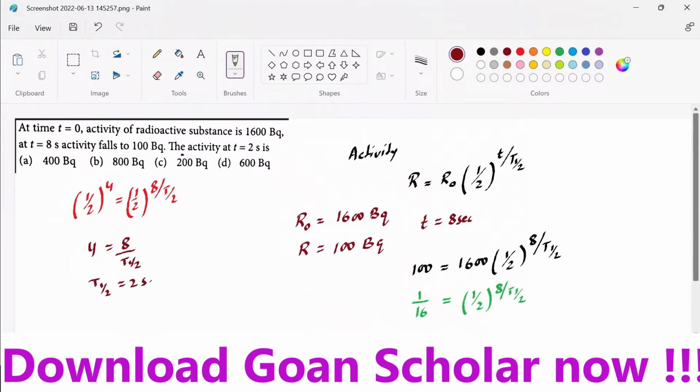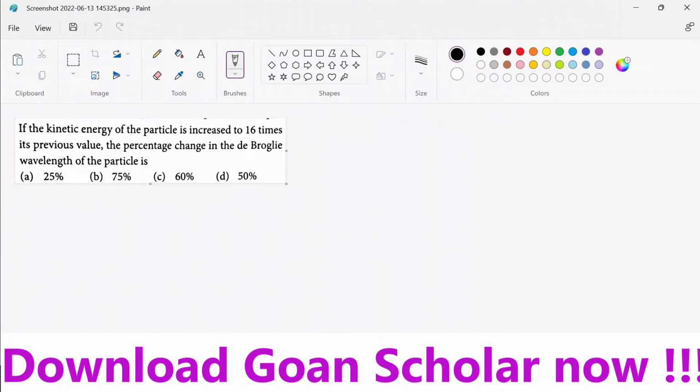Now t half from here we got as 2 seconds, which means after t equal to 2 seconds, the nuclei which remain will be 50% of the original number of nuclei. And what was the original? 1600. So after t equal to 2 seconds, it will be 50%, which is 800. So the correct answer for this first question is option B. Let's move to the second question.